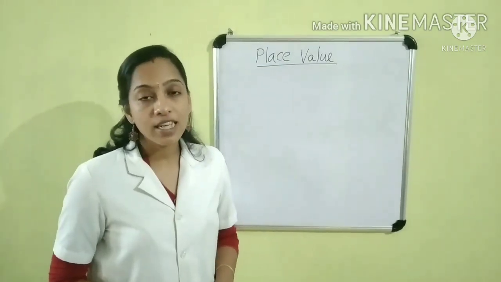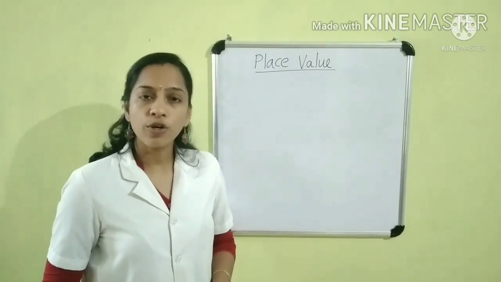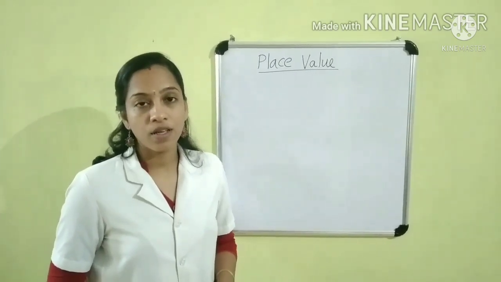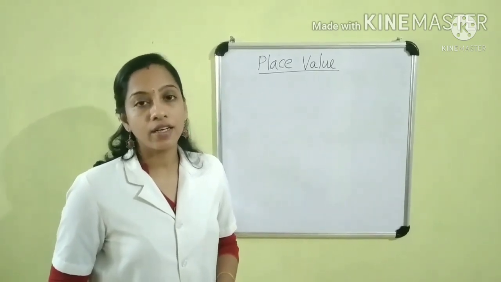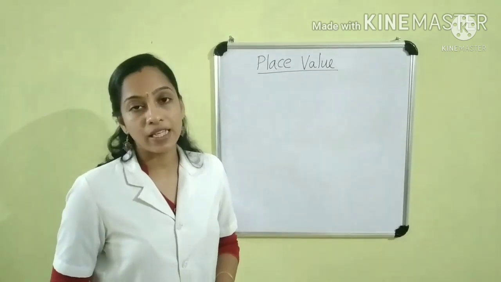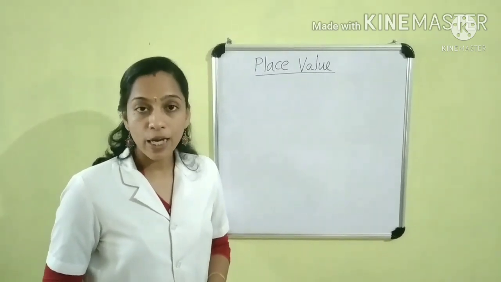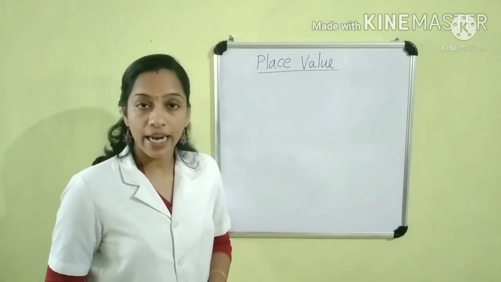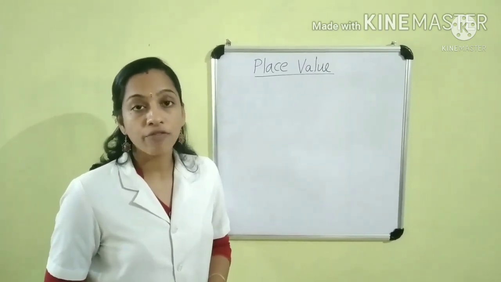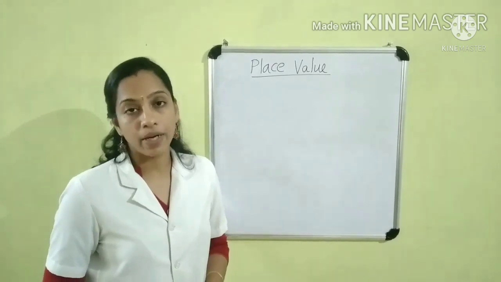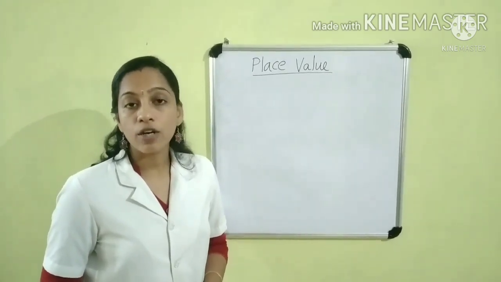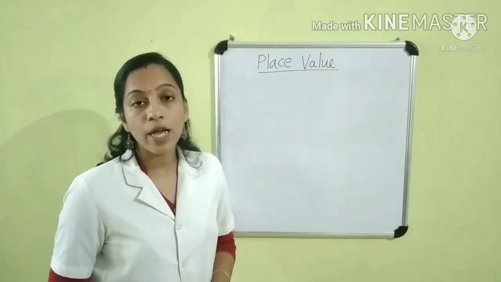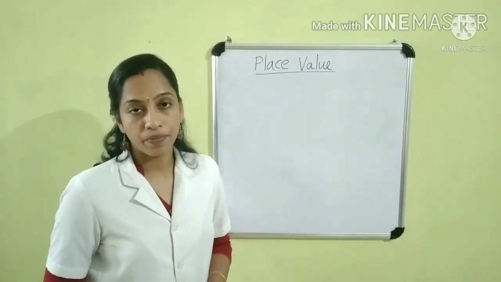First we will discuss place value. Do you know what place value is? In math, every digit in a number has a place value. The place value can be defined as the value represented by a digit in a number on the basis of its position in the number. Here we are going to learn about the place value of a two-digit number.